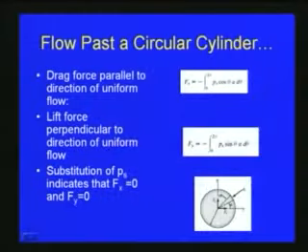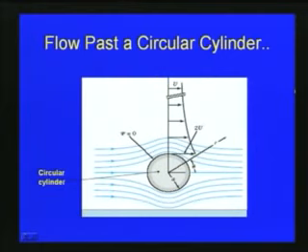If you analyze the flow past a circular cylinder with the superposition theories which you have seen, the drag force parallel to the direction of the uniform flow we can obtain as Fx is equal to minus integral 0 to 2 pi Ps cos theta a d theta. With reference to the previous figure, a is the radius of the cylinder and theta is shown here.